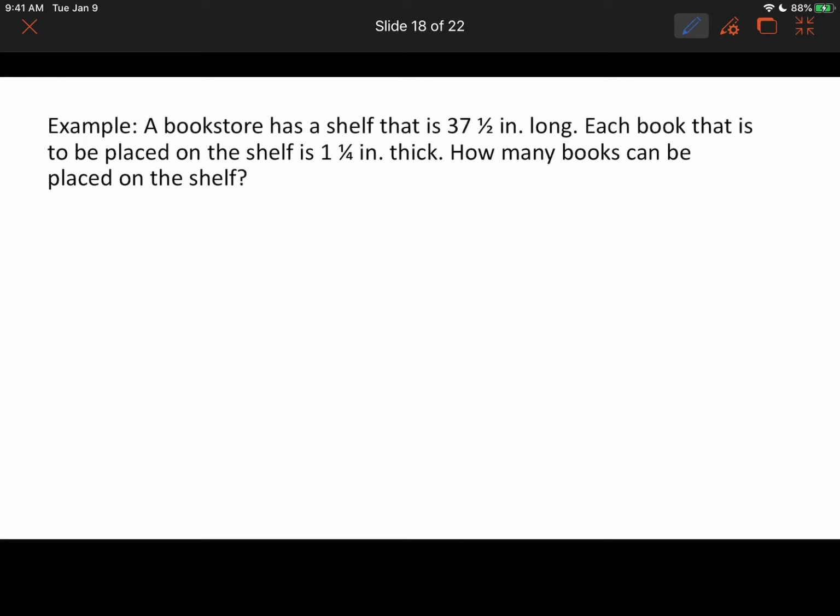So I want to solve 37.5 divided by 1¼, and make sure that your units are the same. In this case, they are. All right. Again, we should convert to improper fractions first and then do the division.